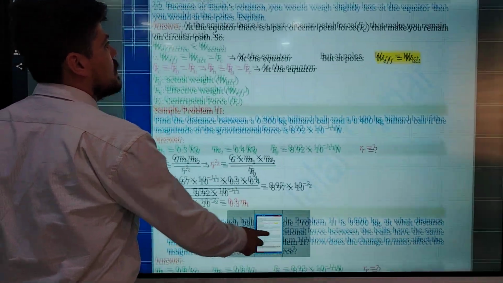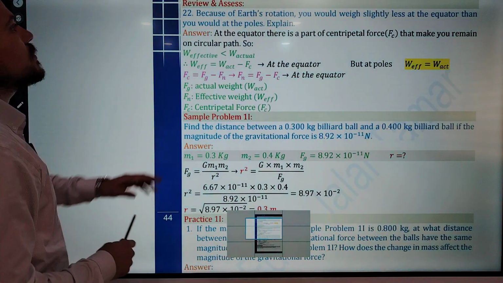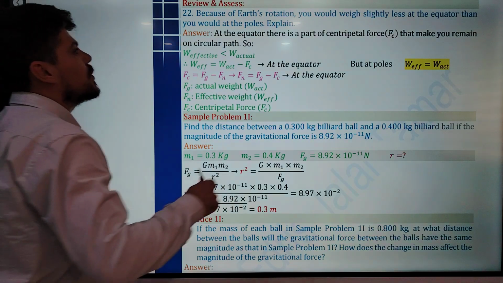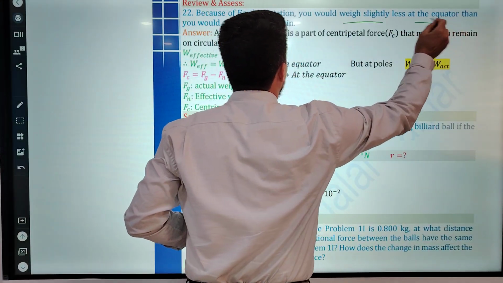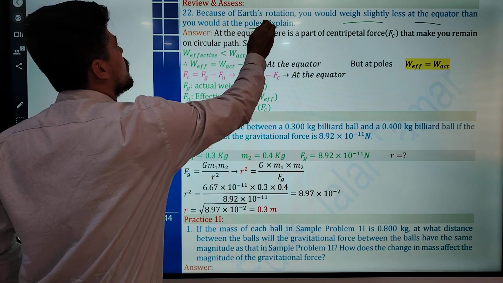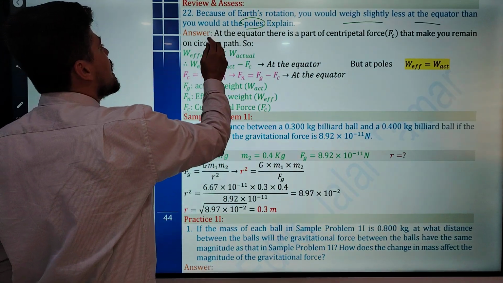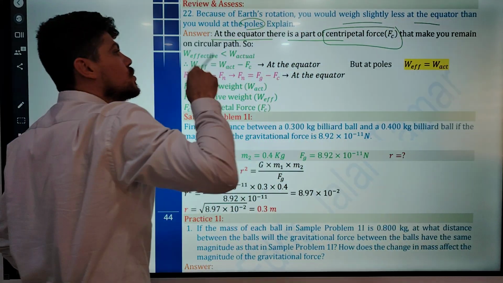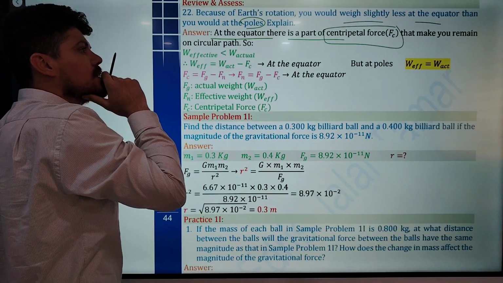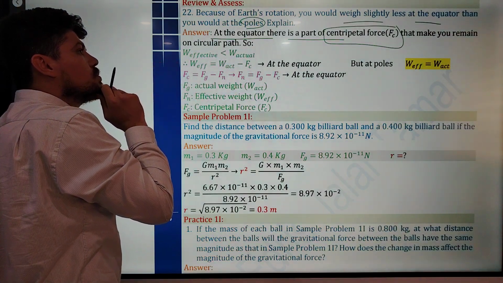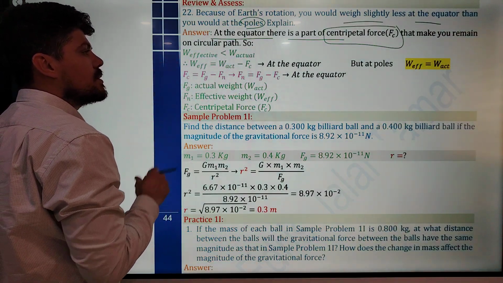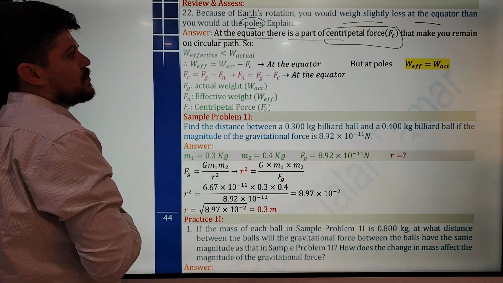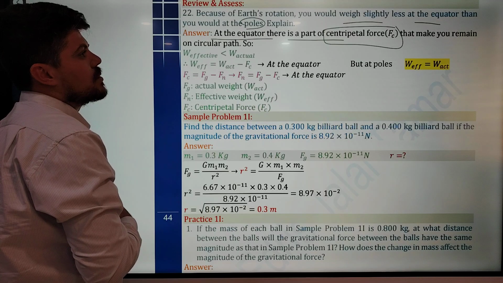Look, question 22. Because of the Earth's rotation, you will weigh slightly less at the equator. The weight is less at the equator than at the poles. Why? What is the reason? Because at the equator there is a part of the centripetal force. Do we have centripetal force at the equator? Yes. This centripetal force causes the weight to decrease. Be careful, this is very important. But at the pole, there is no centripetal force. The object has no circular motion.